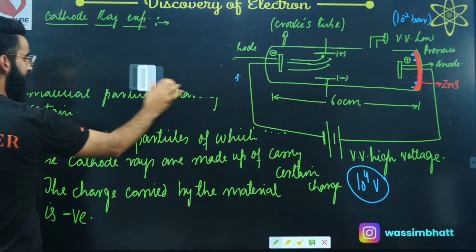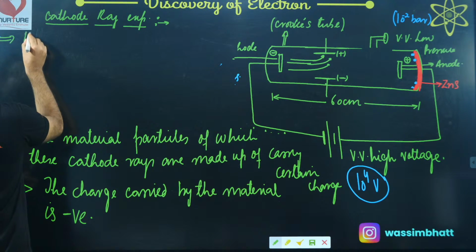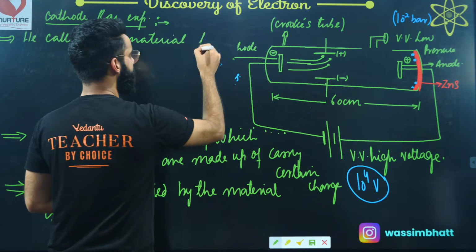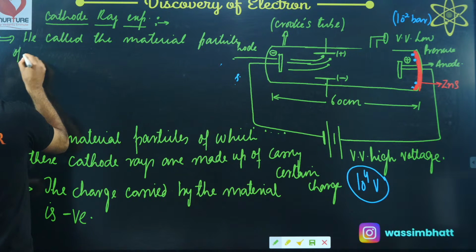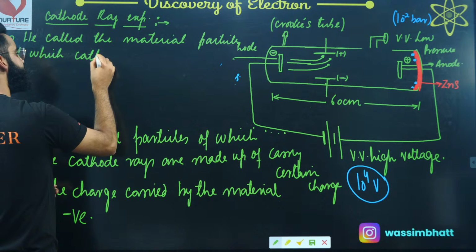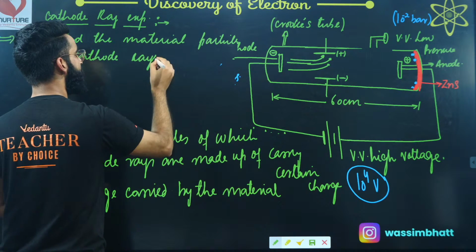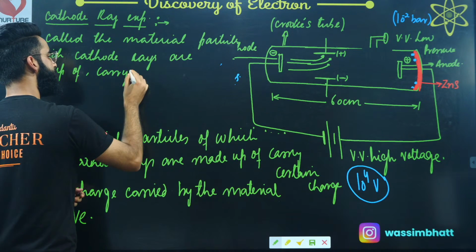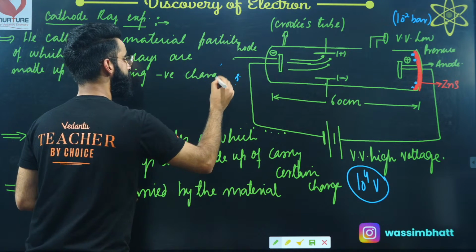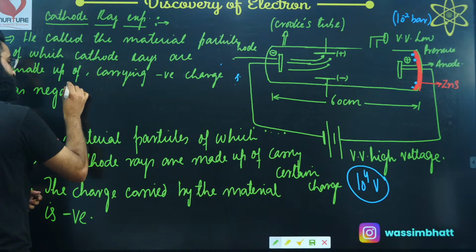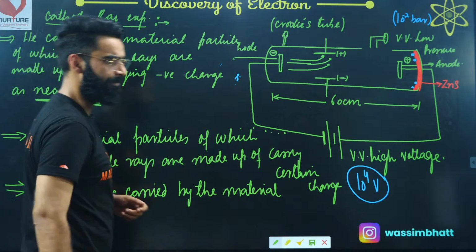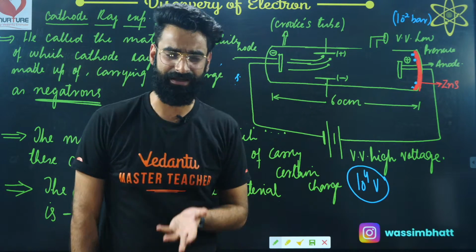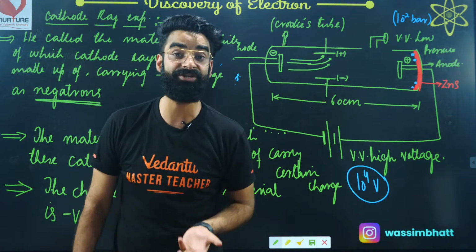Let me write it over here again so that it will be clear to you. He called the material particles of which cathode rays are made up of, carrying some negative charge, negatrons. So basically, when cathode rays were discovered, it was seen they are made up of material particles which carry negative charge, and those negatively charged particles he called negatrons.